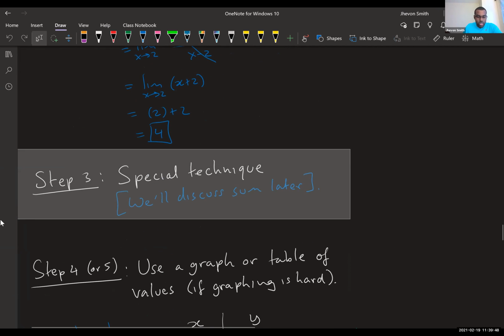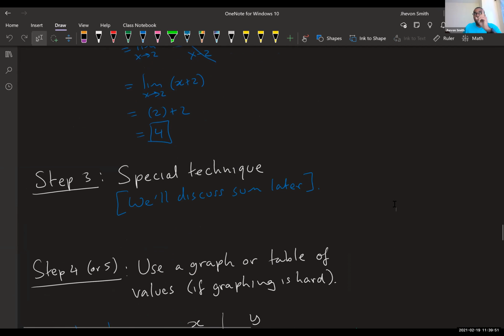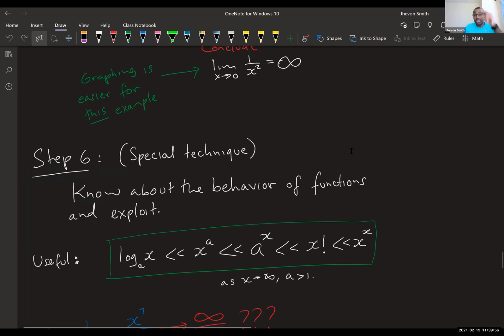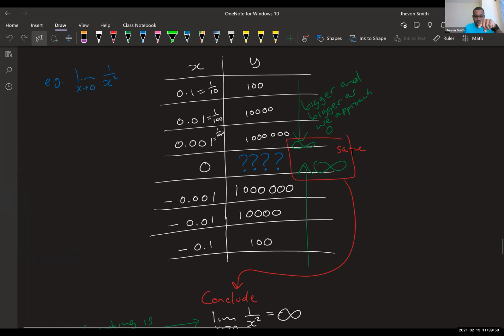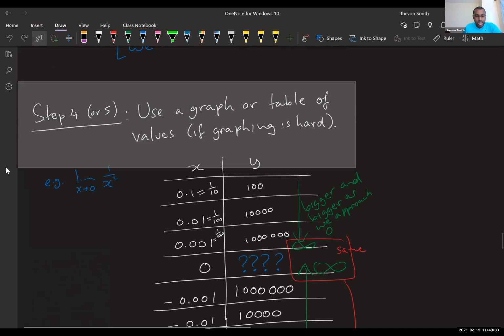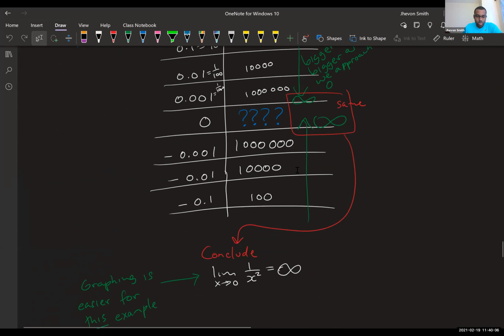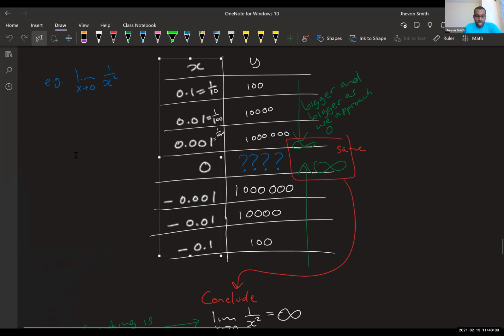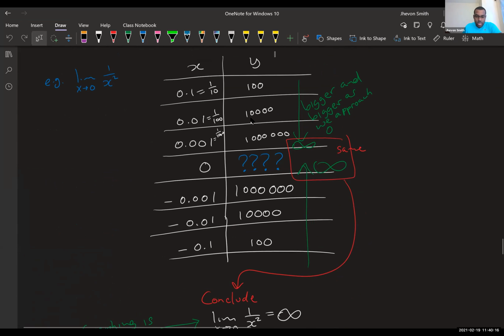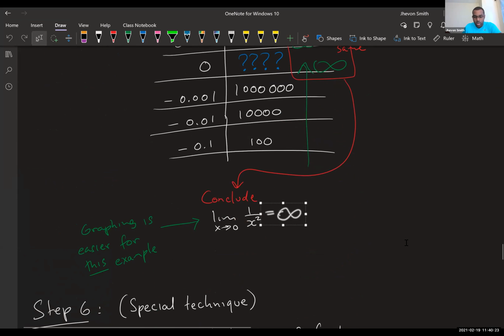Step 3 was a special technique. We know one already, which is actually step 6, to know about the behaviors of functions. And I'll teach you guys another one right after I finish the recap. So if you don't see a special technique, then you can use a graph or a table of values. So you pretty much let X approach the thing you care about. For example, if we're approaching 0, you approach it from above and below, inch closer and closer to it, and then you see how the Y value reacts. In this case, we can see that both sides were going to infinity, and so the answer was infinity, right? Because they both agree, left and right.